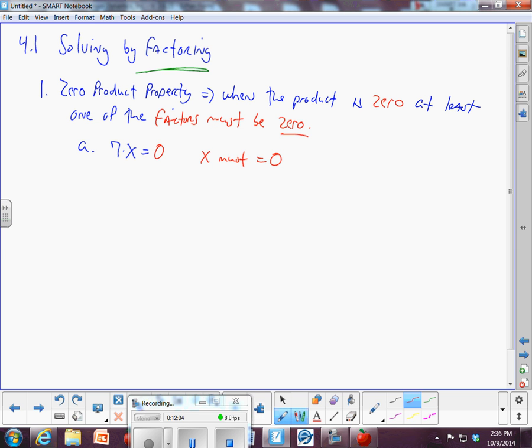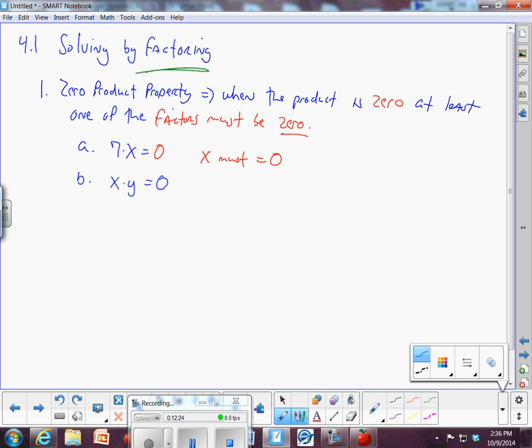All right, nothing else will get you to 0. Nothing. X has to be 0. Now, what if they do something like this to you? What if they have x times y equals 0? Now we have a couple possibilities. And there's really 3 possibilities.